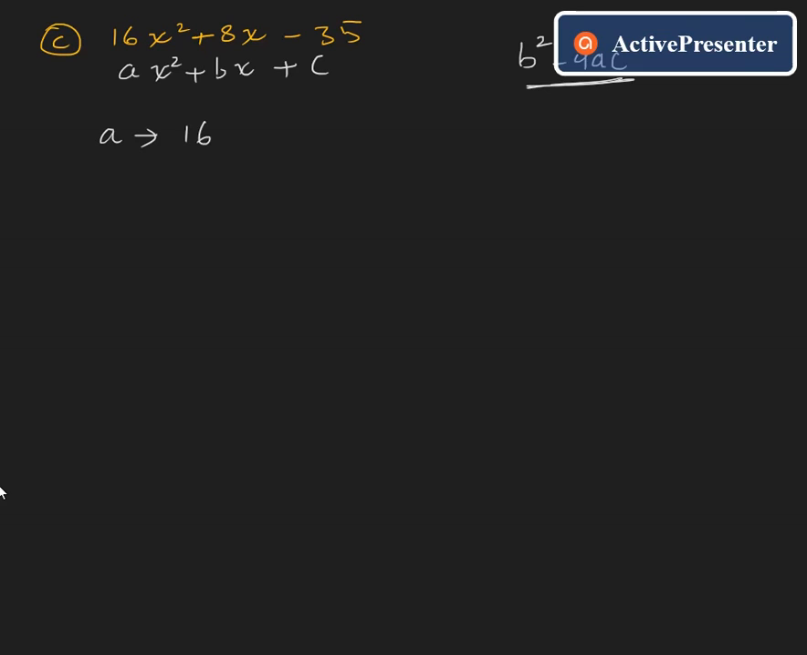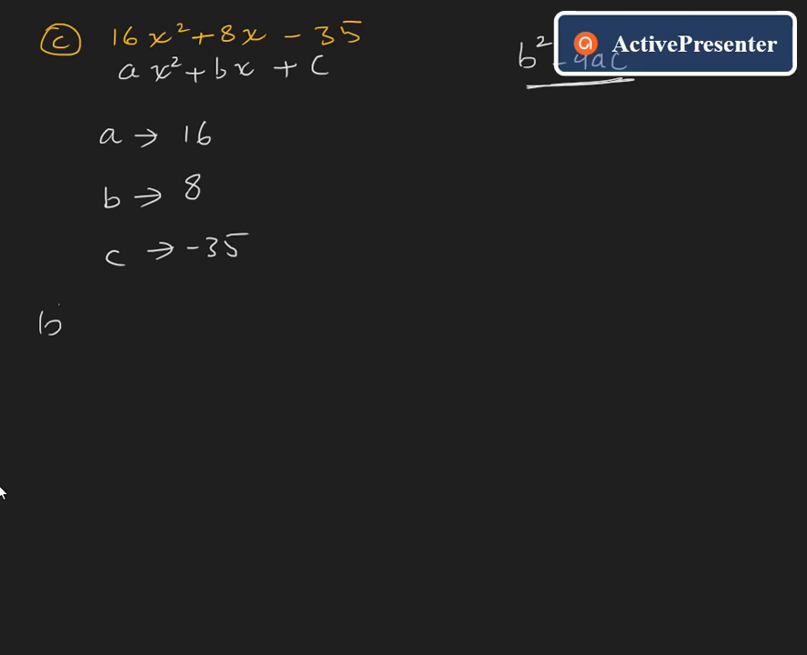Let's take another example. 16x squared plus 8x minus 35. We want to check whether this trinomial is factorable or not over integers. Of course, we would like to use the factorization theorem. B squared minus 4ac should be a perfect square. So this is in the form of ax squared plus bx plus c. A is what? A is 16. B is what? B is 8. C is what? Is minus 35.